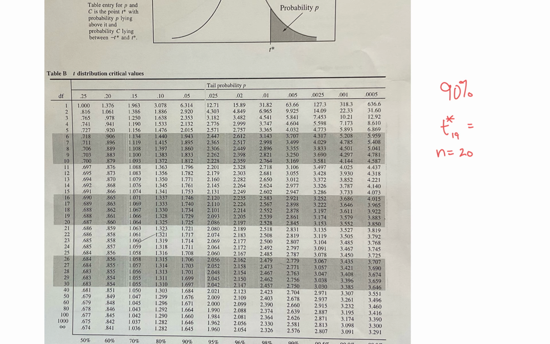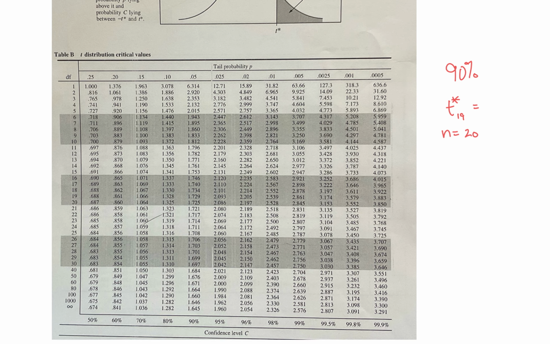I think we can figure this out. What I'm going to do is go down to 19 degrees of freedom. On the sides, your degrees of freedom are over here, so 19 is here. Then I'm going to go across to 90%, so we match those things up. So 19 degrees of freedom with 90% confidence, you have a t star of 1.729.